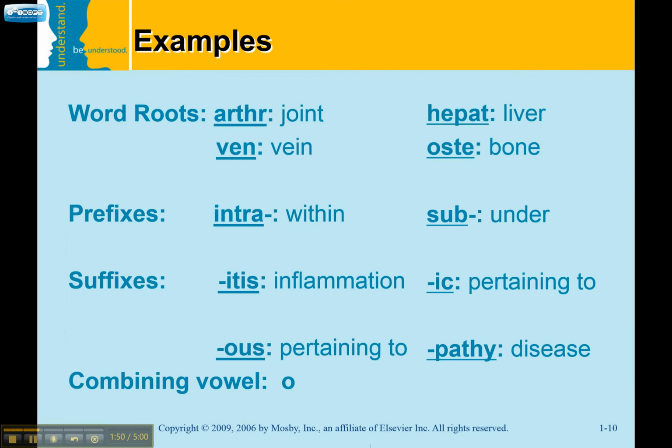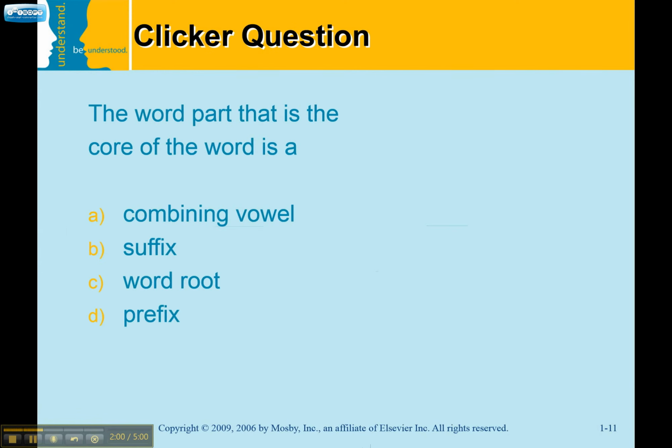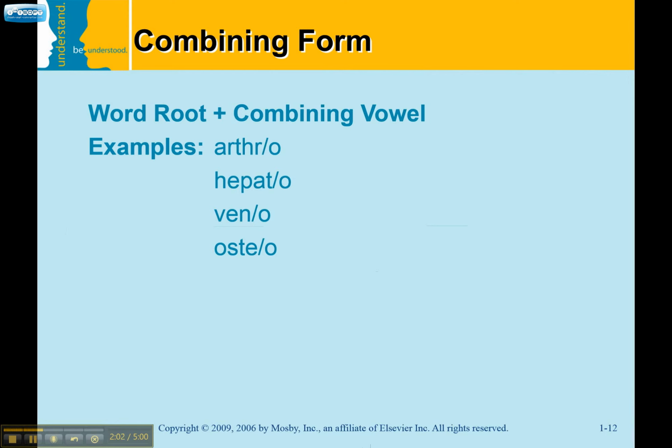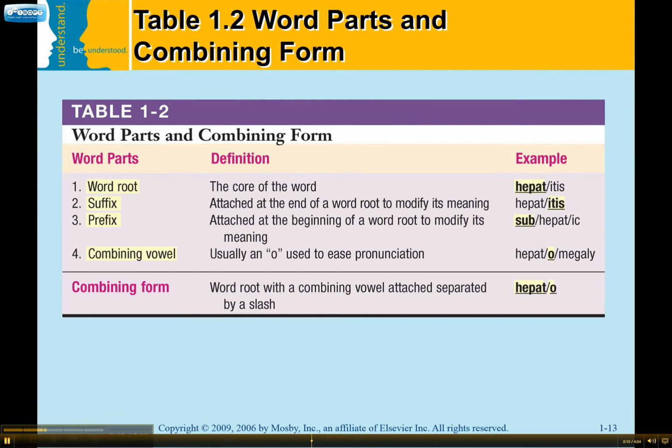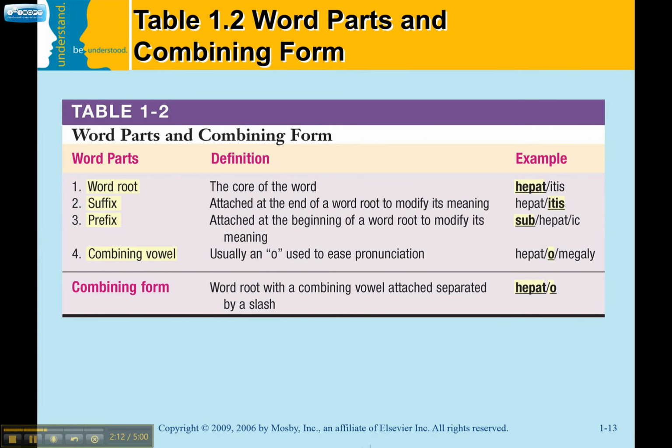So here are a few word roots that we have for this chapter, and those are going to be important for you to understand and to memorize, especially for the quizzes. Now here we give you a word root and a combining vowel. Notice the word root followed by an O, which is the combining vowel. Again, this table is going to be very important for you to learn, to understand how each part of the word has a different meaning.